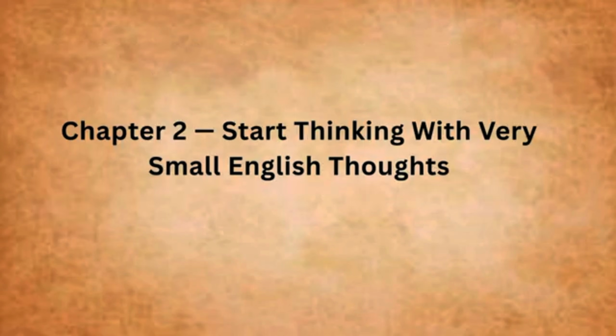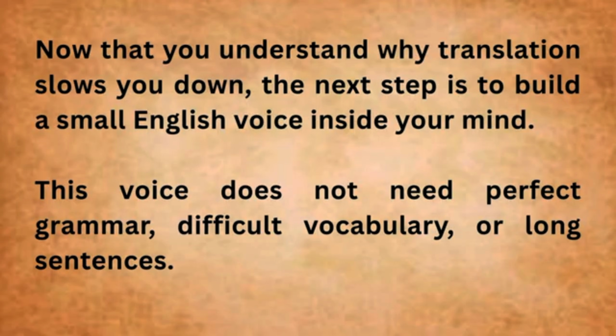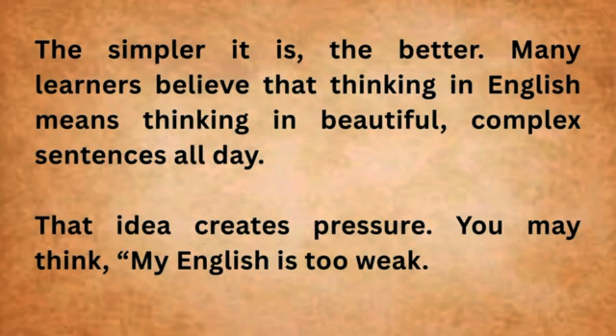Chapter 2. Start thinking with very small English thoughts. Now that you understand why translation slows you down, the next step is to build a small English voice inside your mind. This voice does not need perfect grammar, difficult vocabulary, or long sentences. The simpler it is, the better.